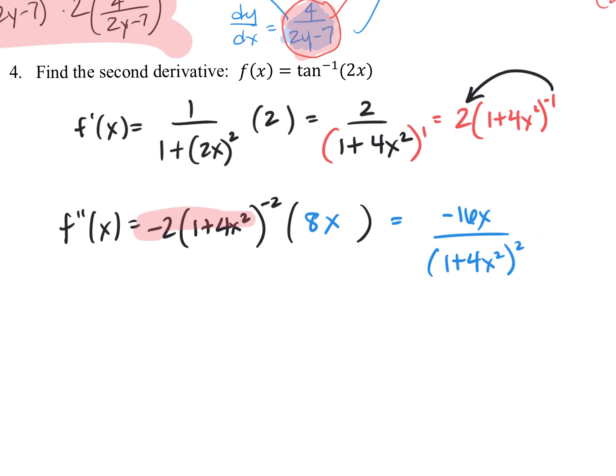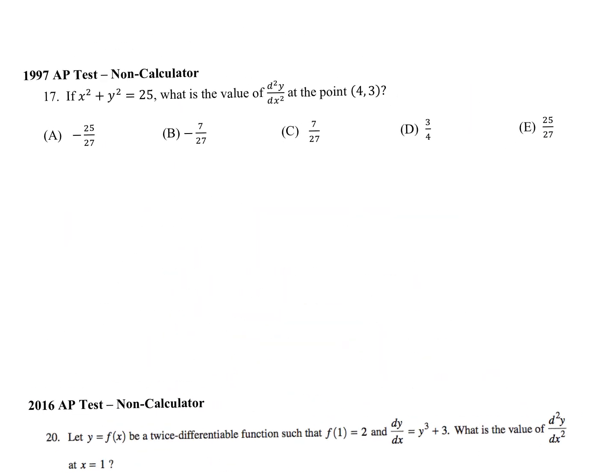We could have ended right here. Bob's definitely ending here. Let's just try 17 and we're done.